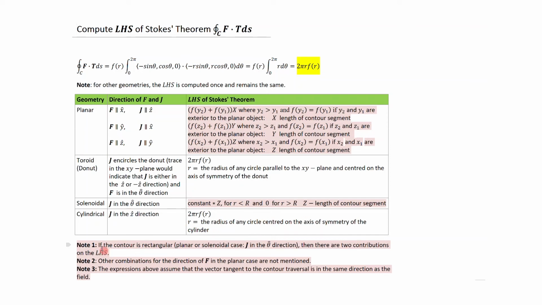All right, these are just a couple of notes. Just to mention that for the planar and solenoidal case, there were 2 contributions on the left-hand side. And second note is other combinations of the direction of F in the planar case have not been mentioned. And thirdly, that the expressions above assume that the vector tangent to the contour traversal is in the same direction as the field. It doesn't have to be. It just means that when you take the dot product, you end up with a positive entity.